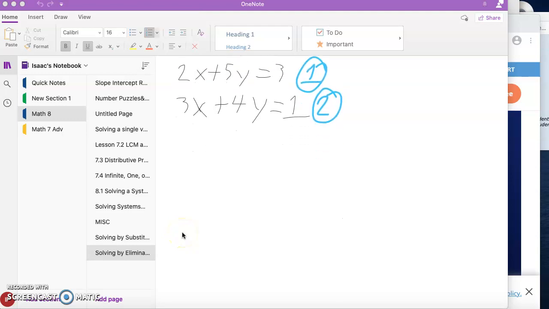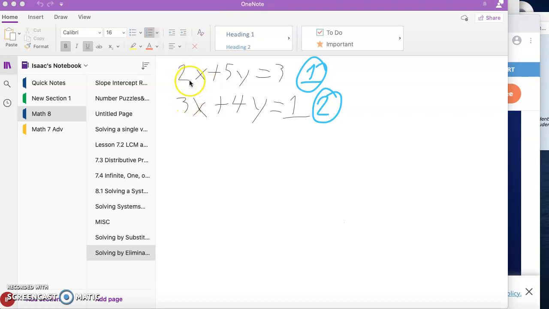Alright, so finally, the most complicated version of solving by elimination. It's when we've got a situation like this, where none of them cancel, and there's nothing I can multiply by that'll make them cancel. Let's see. 2x plus 5y equals 3, and 3x plus 4y equals 1.